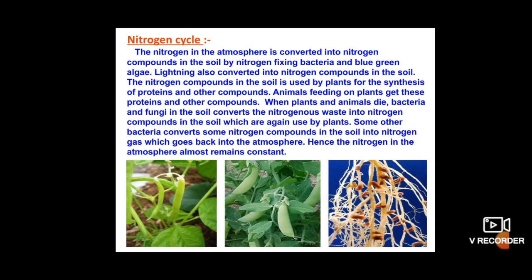When plants and animals die, the bacteria and fungi in the soil convert the nitrogenous waste into nitrogen compounds in the soil, and again it is mixed into the soil and utilized by plants. Some other bacteria convert some nitrogen compounds in the soil into nitrogen gas, which goes back into the atmosphere. Hence, the nitrogen in the atmosphere almost remains constant.